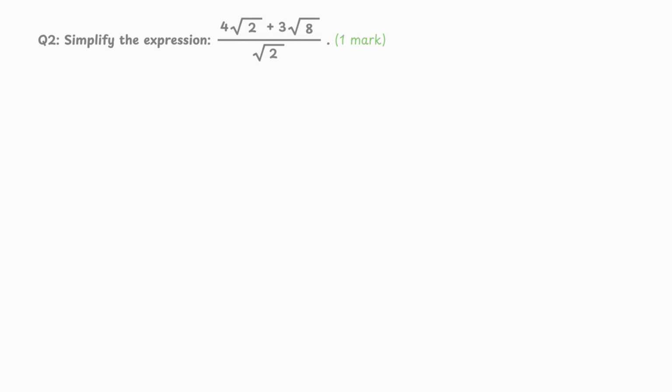Let's go to another question. You can pause the video and try it yourself. We're asked to simplify the expression 4 times the square root of 2 plus 3 times the square root of 8, divided by the square root of 2. Step 1. Start by simplifying the square roots individually.